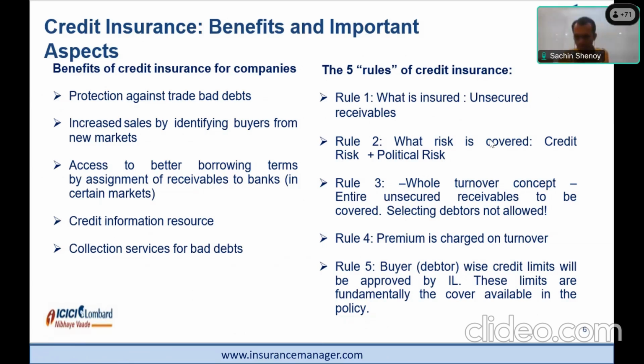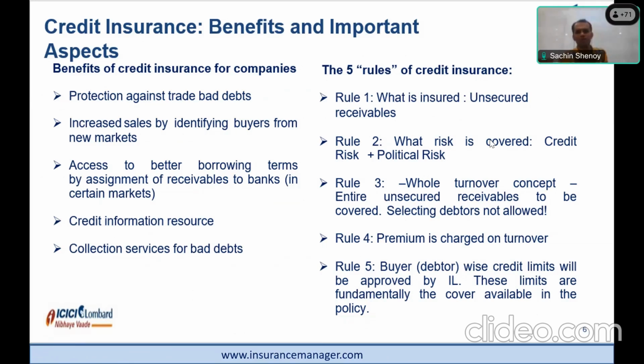An add-on with this product is collection services. Once you have this policy in place, we also provide you collection services. If there is any delay in payment, then we have our in-house debt recovery team which would work closely with you in recovering that amount, and that also will have a defined timeline.